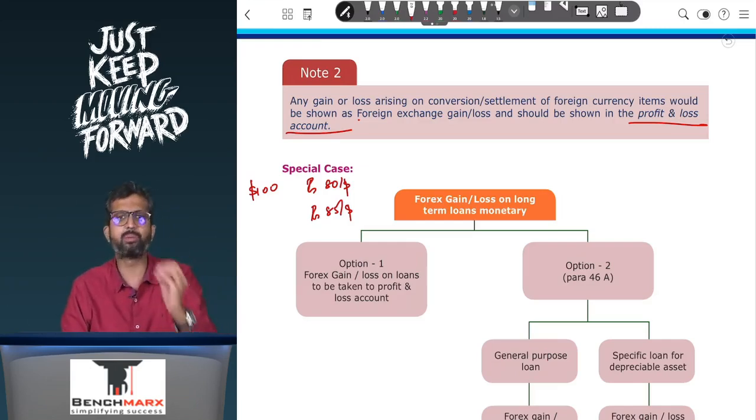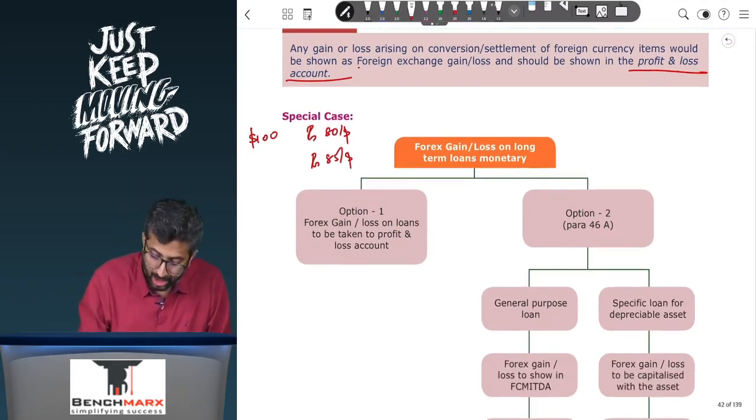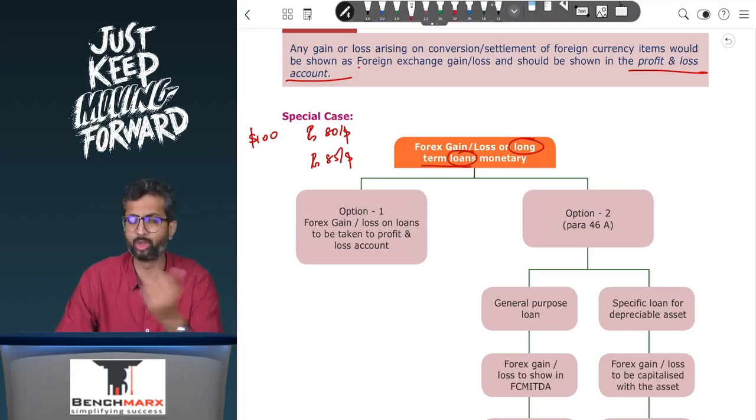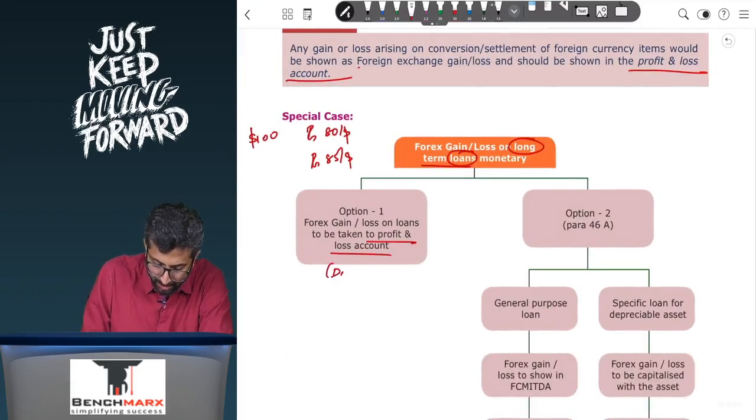Now, in the exam, if nothing is given, we will follow the default choice of AS 11. However, if it is specifically given that para 46A is applicable, then you can take the choice under para 46A. This is, remember, only for long-term loans. These are monetary items. It is not available for trade payables or even for short-term loans. This is only for long-term loans, where option 1 is forex gain or loss to be taken to the P&L account. This is by default. So, if nothing is given, we will follow this.